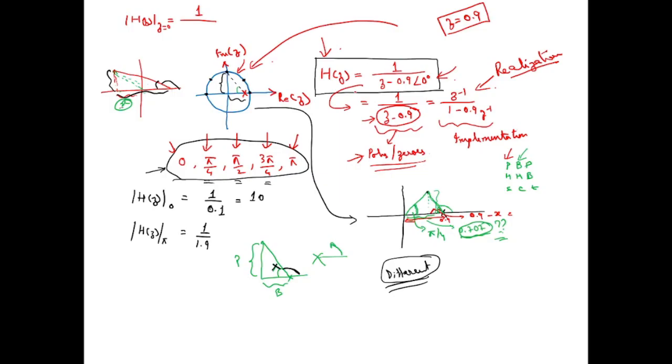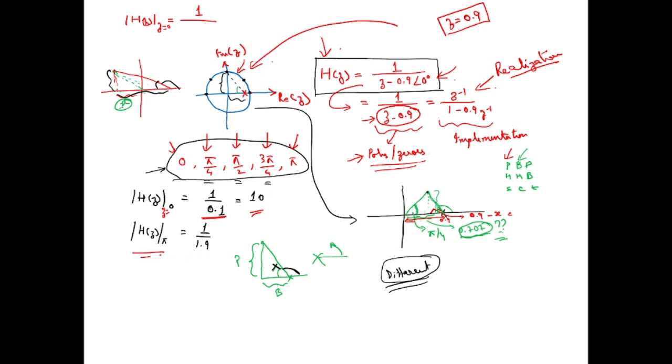So in the denominator, we have only one pole. The distance of the one pole we are considering at the DC frequency, that means the zero frequency. Zero frequency is here. So what is the distance from here to here? 1 minus 0.9 is 0.1. So we will be putting 1 by 0.1, which is equal to 10. So the gain at DC frequency, at z equals 0, is equal to 10.